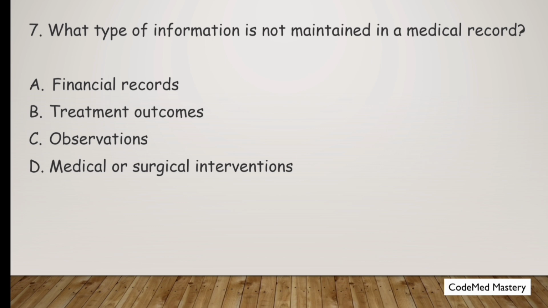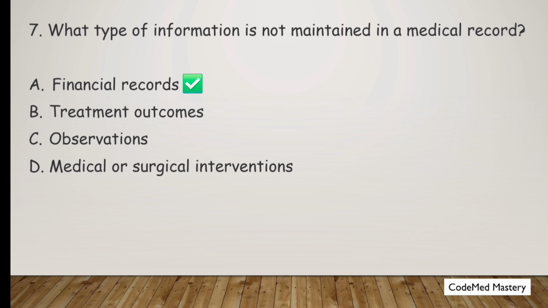Next question, what type of information is not maintained in a medical record? Option A, financial records. Option B, treatment outcomes. Option C, observations. Option D, medical or surgical interventions. The correct answer is option A, financial records. Financial records are not maintained in a medical record.